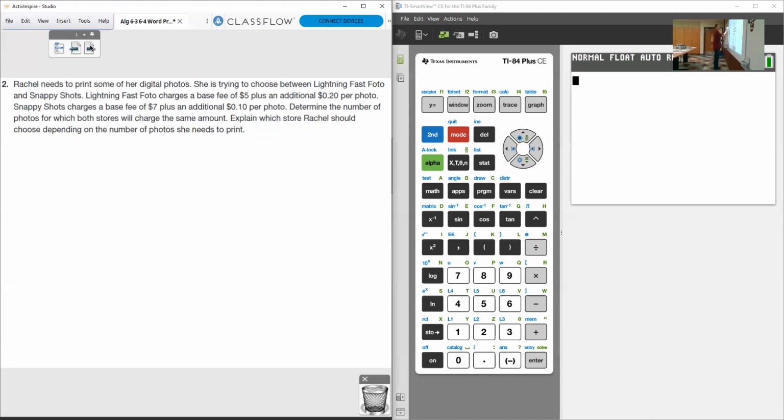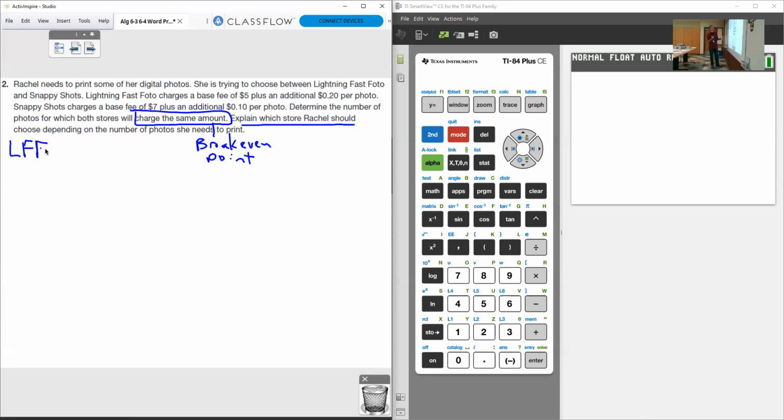What they're talking about here with charging the same amount, that is your break-even point. That's where the two are equal to each other. Then it also says, explain which store Rachel should choose depending on the number of photos she's going to print. So with Lightning Fast Photo, I'm going to abbreviate it LFF.